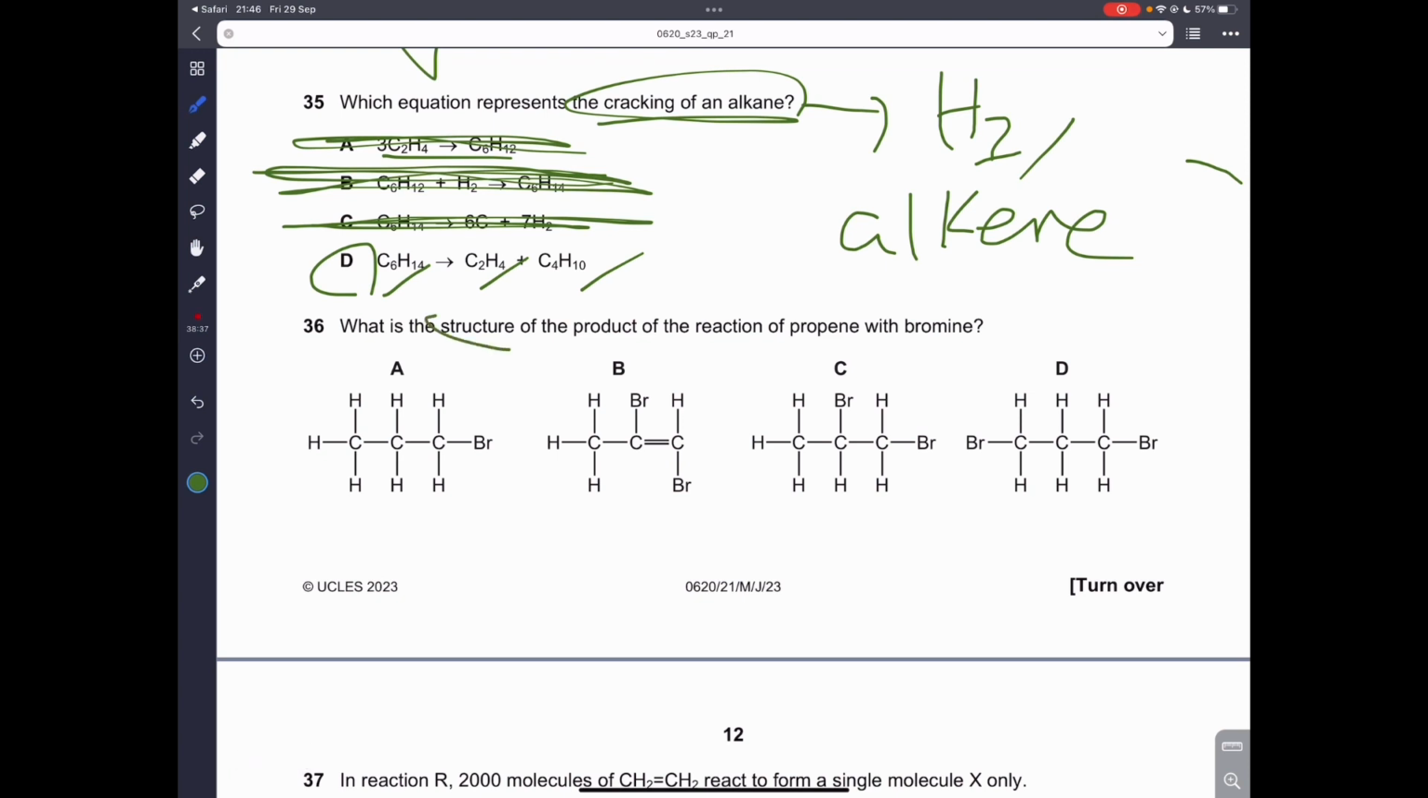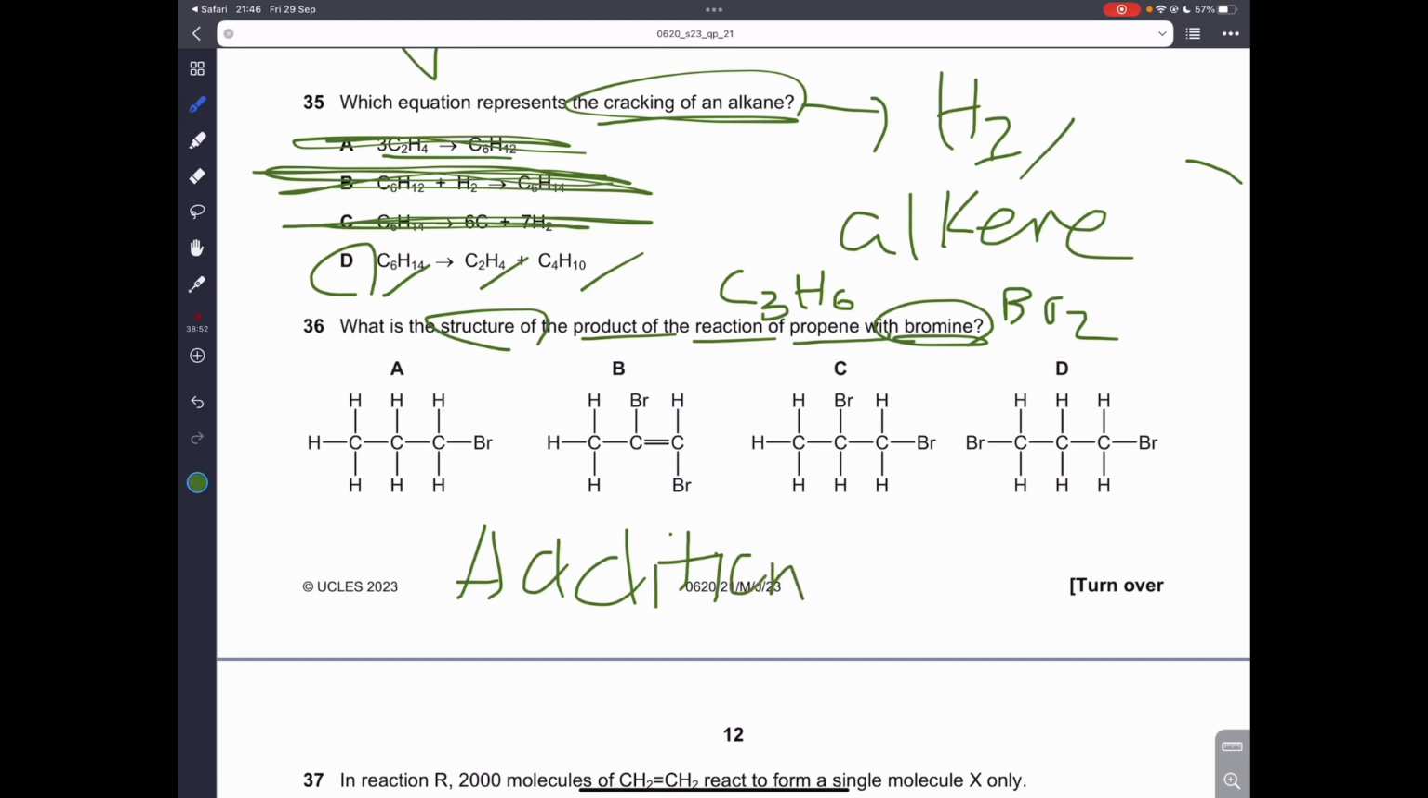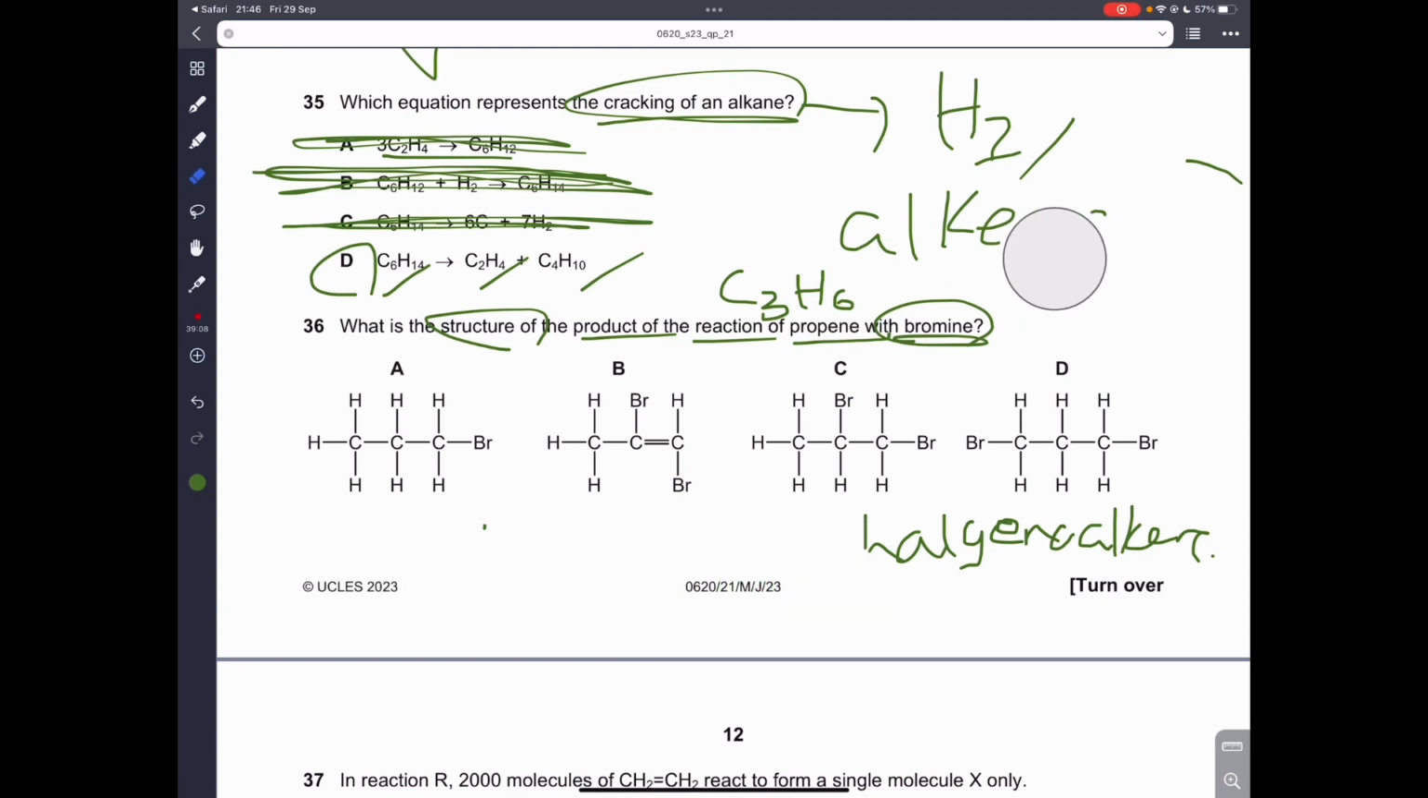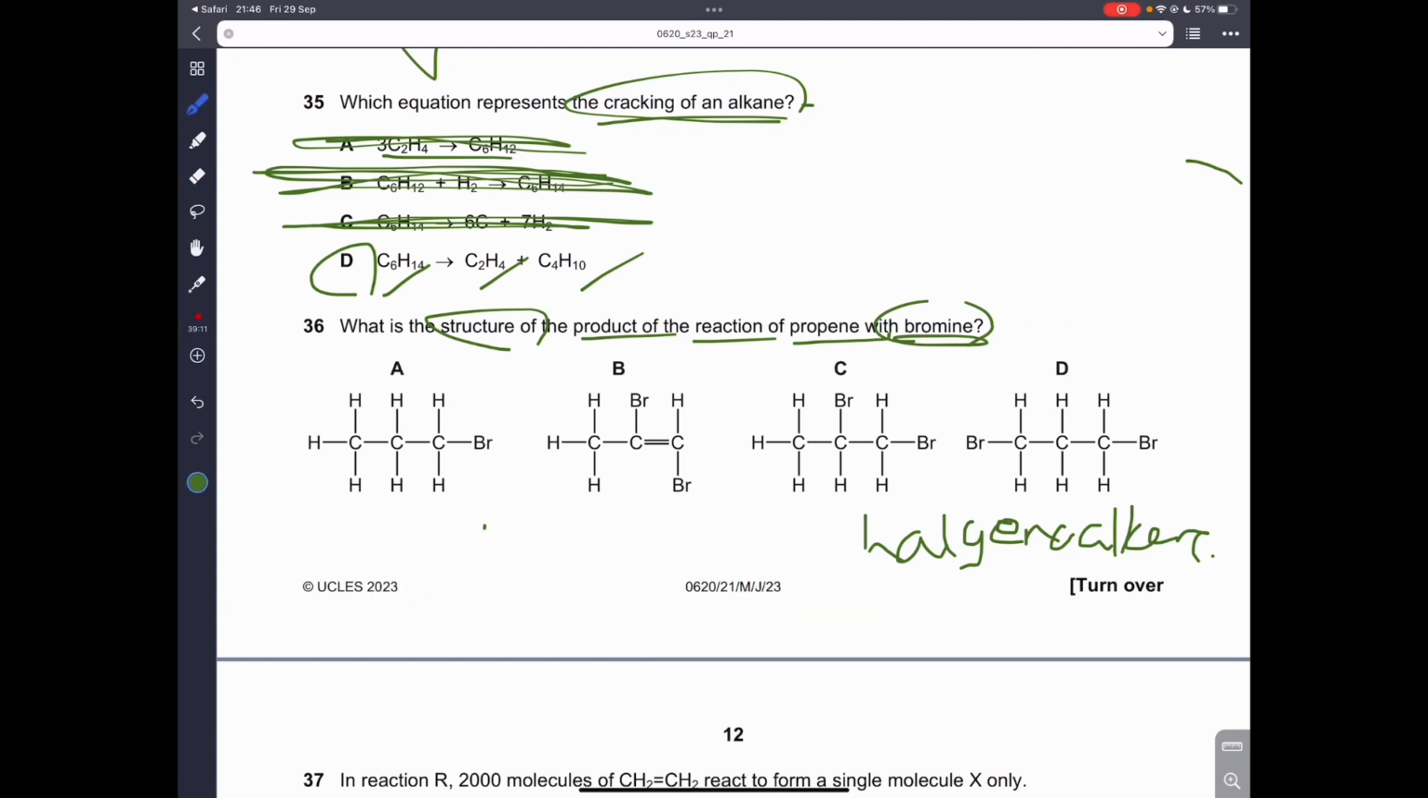Question 36. What is the structure of the product of the reaction of propene with bromine? Propene basically has a formula C3H6. Because it is an alkene, it is going to undergo an addition reaction, in which the bromine is going to be added to the propene, and it's going to form a halogenoalkane. Now, let's draw the structure so that you get an idea about this.